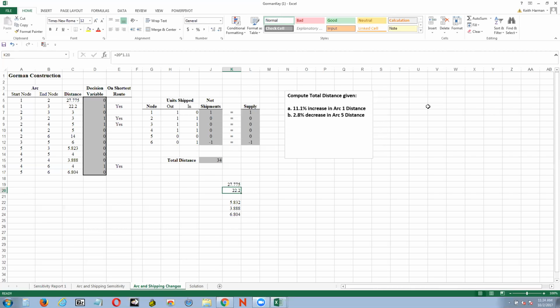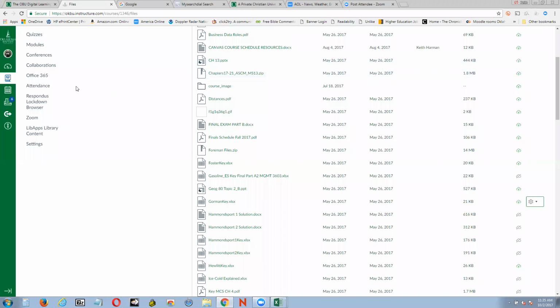So this transshipment problem is a really good one, and to help us understand the kinds of issues that we run into. And just imagine how complex it would be if I had several origin nodes, okay? It would be just incredible. So that's the Gorman construction case, all right?